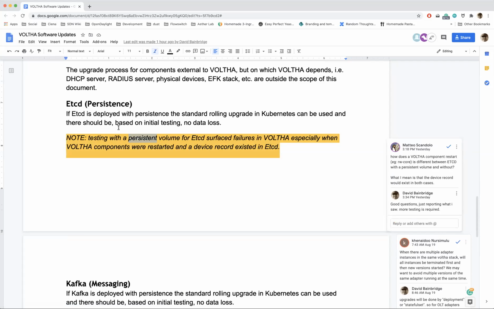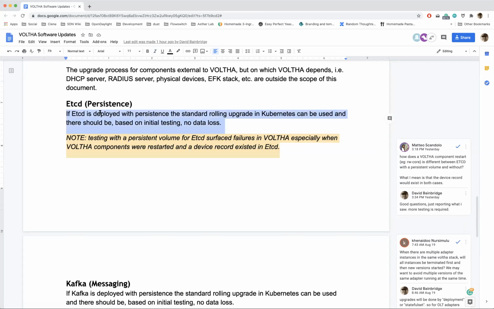No. I think there's no problem with the etcd, but there's a problem with the vOLTHA components connected to the etcd when the upgrades happen. Is that right? Correct. etcd does a rolling upgrade fine. That's not a problem. The data remains in the persistent store. That seemed to work. But vOLTHA was no longer working after that.